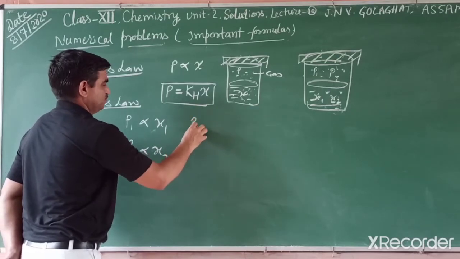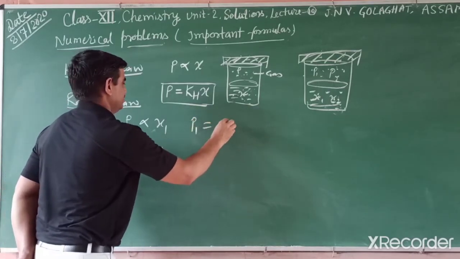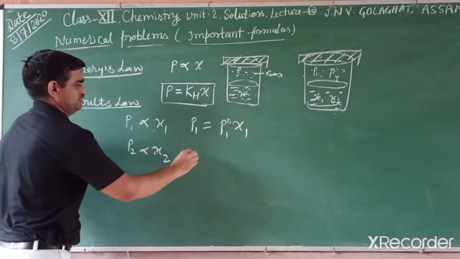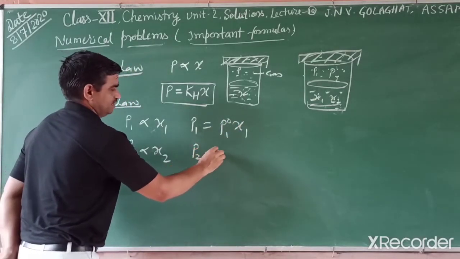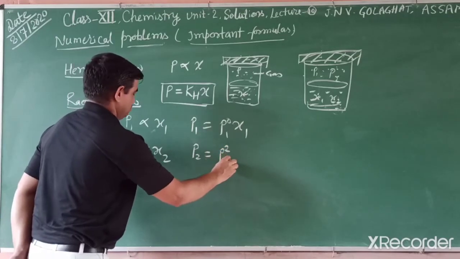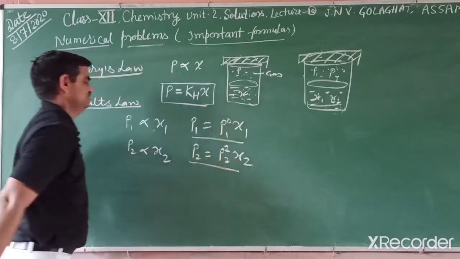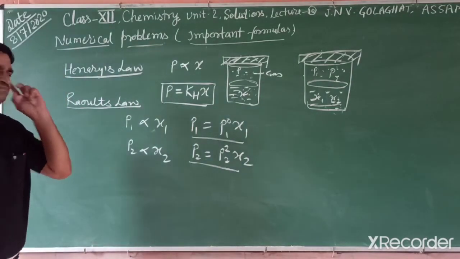If we remove the proportionality constant, we can write P1 equals P naught 1 times the mole fraction of the first component. The partial pressure of the second component is P2 equals P naught 2 times X2, in this way. So we can identify Raoult's law.